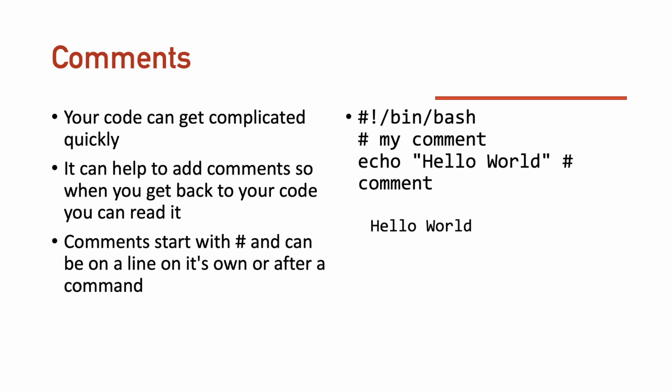To do a comment, you use the number button, the hash. It can either be on a line on its own, as in this one up here, or it can be at the end of a line, as is here. It's really your choice what would work better for your code, but you can see when we do an echo hello world, we don't actually see the comments.